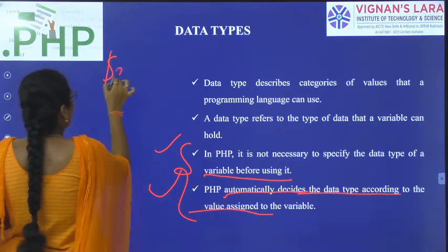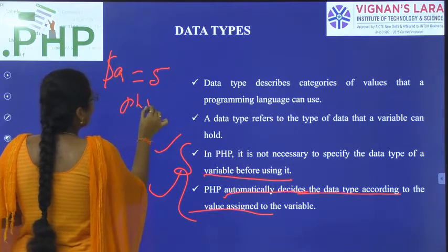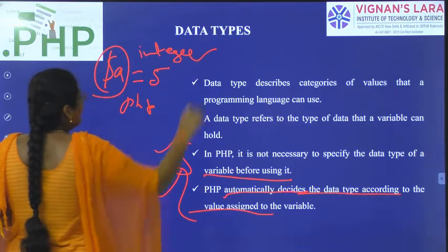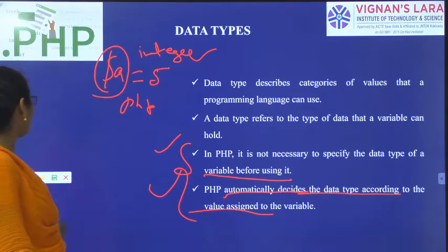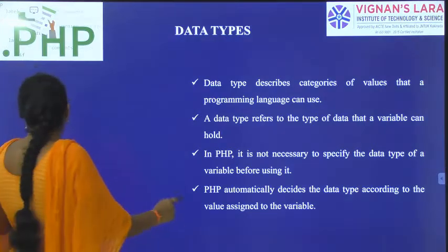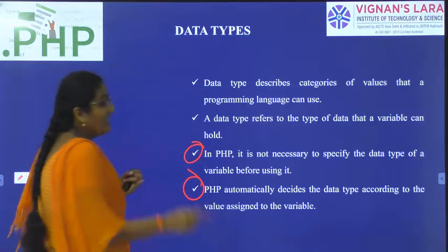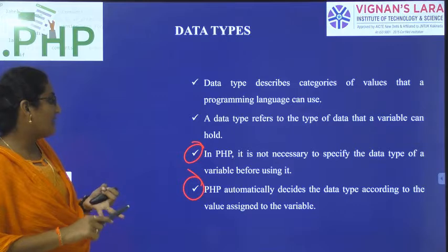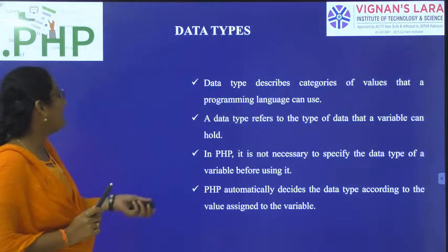I have taken a variable A and I have initialized 5 to it. Then PHP will automatically decide A is integer. So PHP will automatically decide the data type according to the value assigned to it. We need not specify the data type before using it in PHP. So these 2 points are very important.